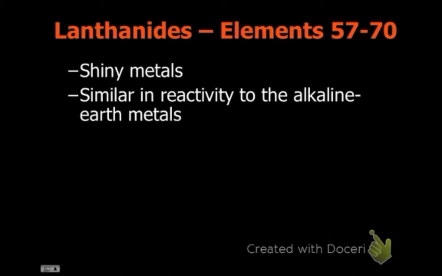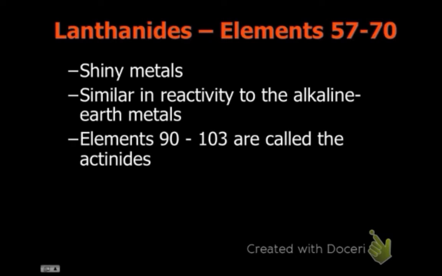The next group are the lanthanides. These are those elements at the bottom that we looked at in the last screencast. These are in period 6, but they're pulled out at the bottom because they were discovered after the main arrangement was made. These are shiny metals, and they're very similar in reactivity to the alkaline earth metals. They're very similar to group 2 in their reactivity.